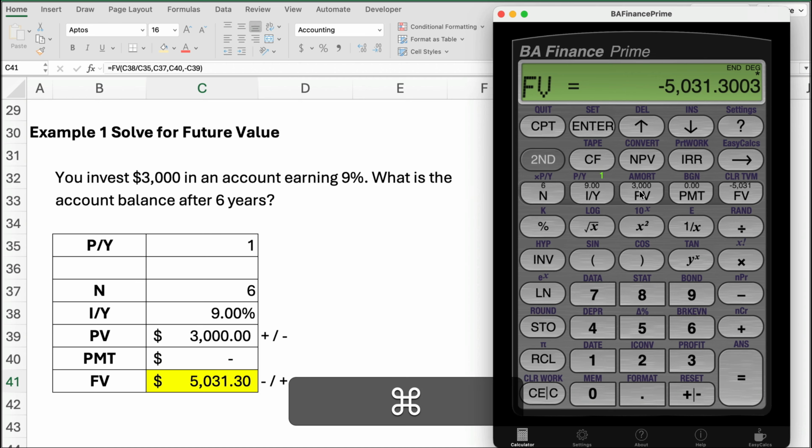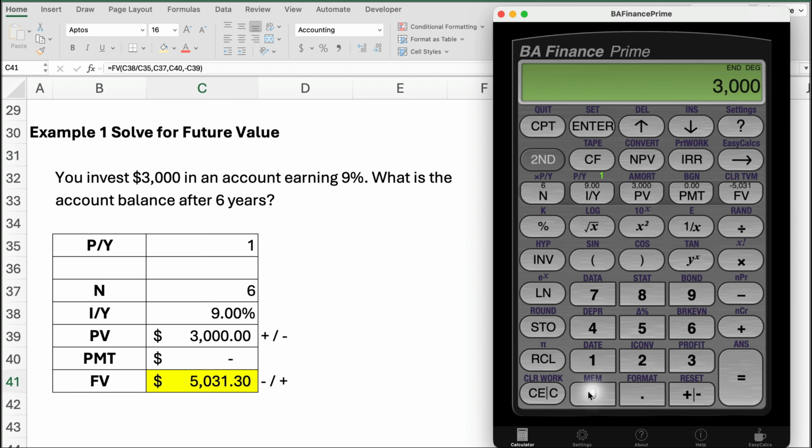Now, we put the present value in as positive. I don't know if you can see this. Present value is positive 3,000, and so this came out to be a negative future value. So if we entered 3,000 as negative present value, then we compute future value. That's going to be positive 5,031. It's not going to really matter on this problem because we don't have payments that either add to the account or subtract from the account.